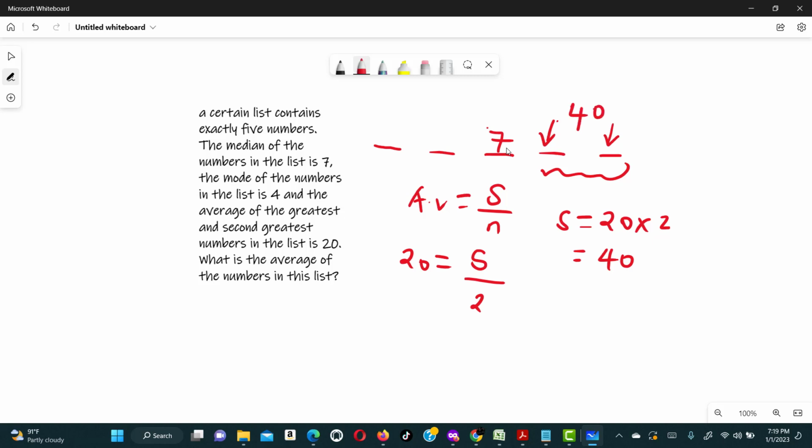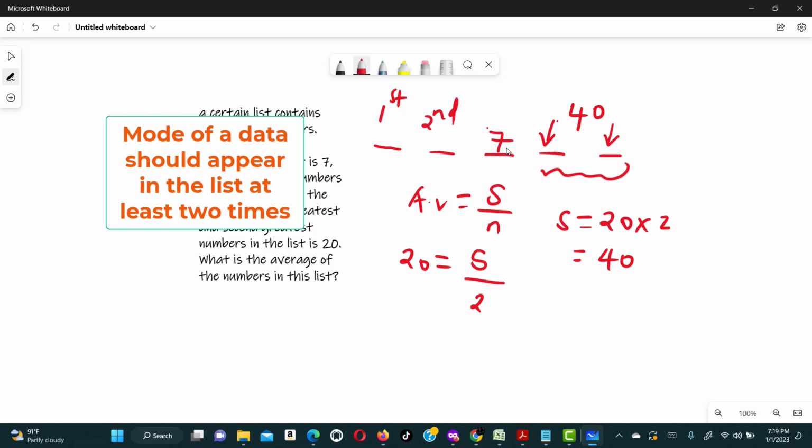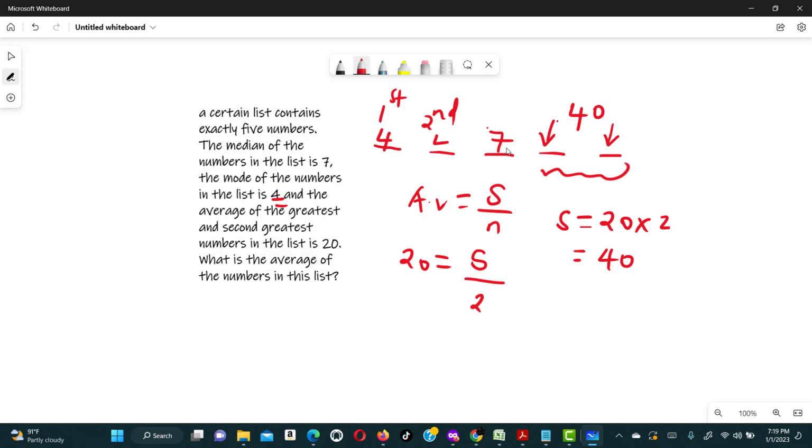Now what's remaining for us is the first number and the second number. Since we are told that the mode of this list is 4, mode of a certain data should appear at least twice, at least 2. And therefore we expect the first number and the second number to be 4.